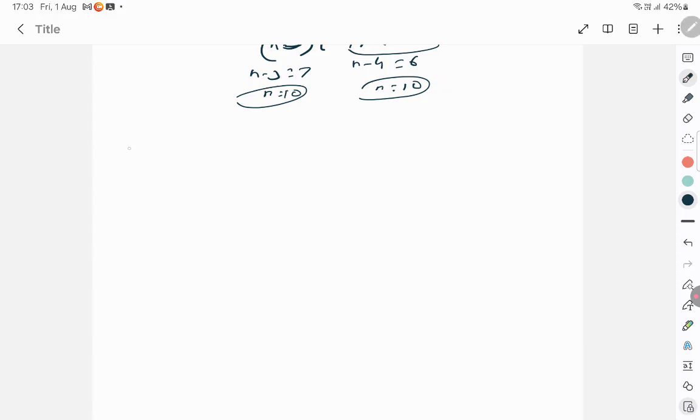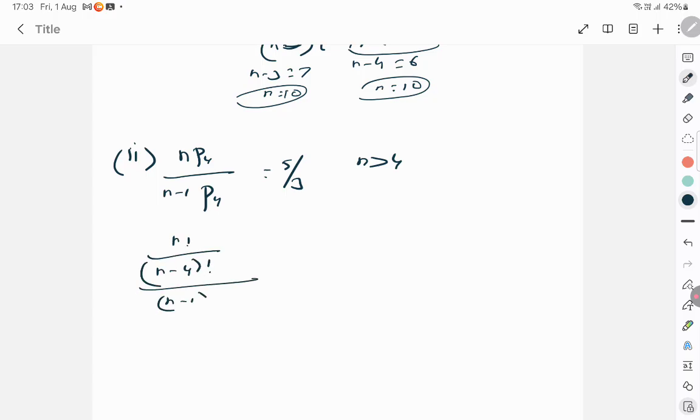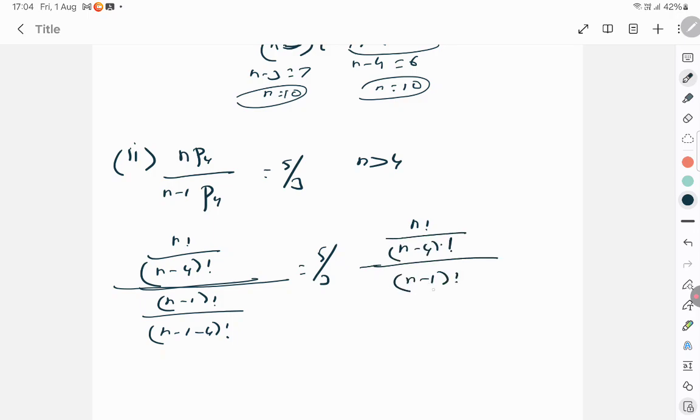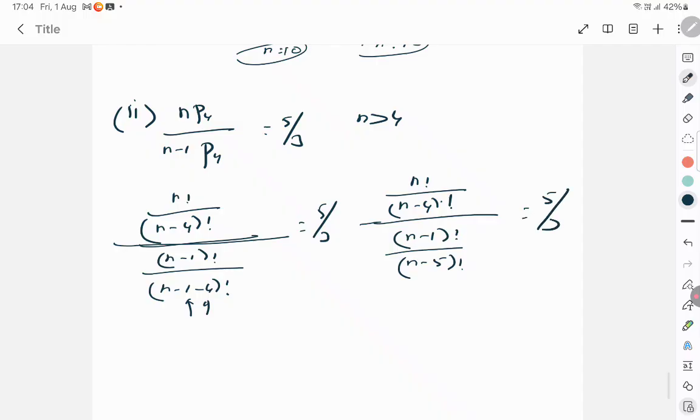So the next question is the second question, where it is nP4 by n minus 1 P4 is equal to 5 by 3, where n is greater than 4. So then what do you write? n factorial by n minus 4 factorial by n minus 1 factorial by n minus 1 minus 4 factorial is equal to 5 by 3, which can be written as n factorial by n minus 4 factorial by n minus 1 factorial by n minus 5 factorial. You know, this minus 1 minus 4 makes it minus 5. Now it is equal to 5 by 3. You should be very careful.